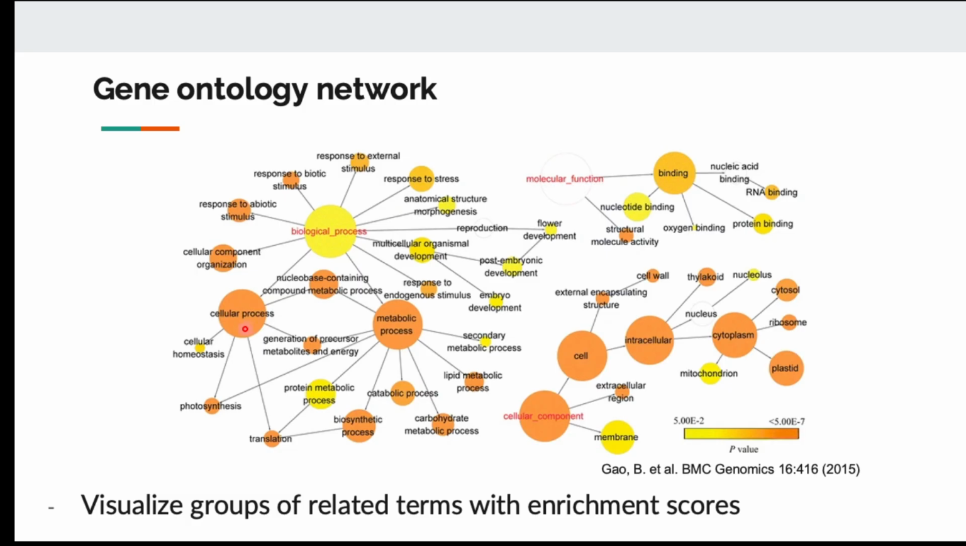Cellular process is part of a biological process. Photosynthesis is part of a cellular process. Photosynthesis is part of a metabolic process. So we can draw edges connecting functional terms.